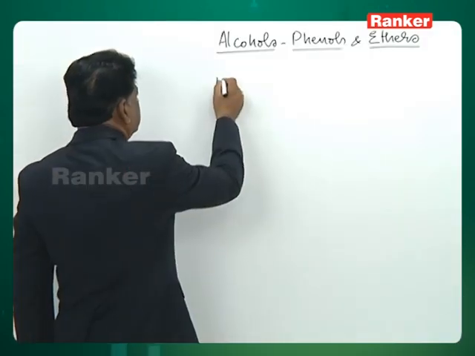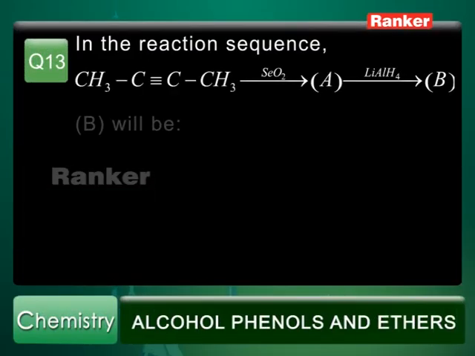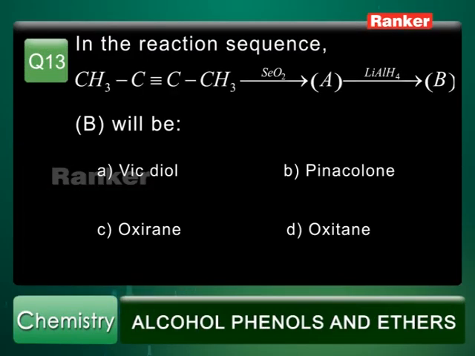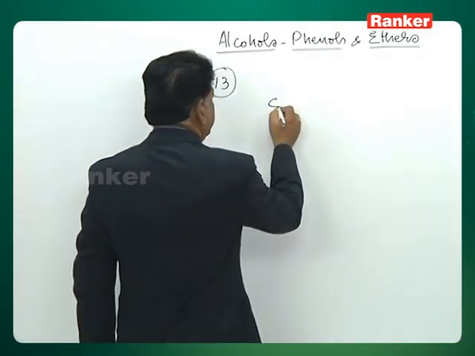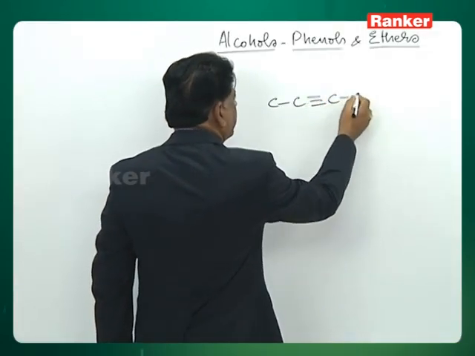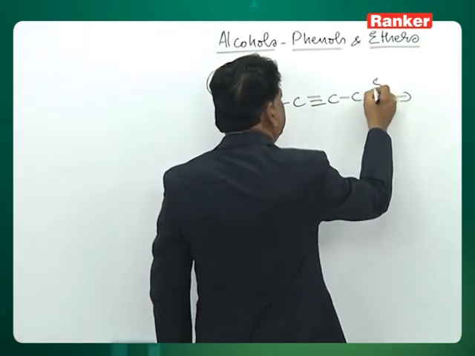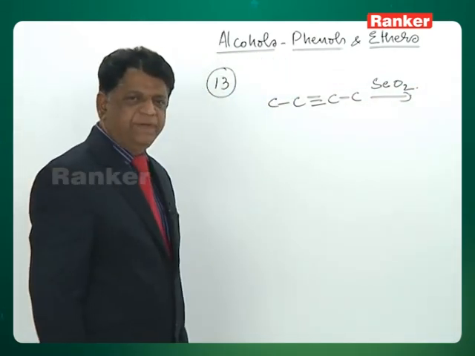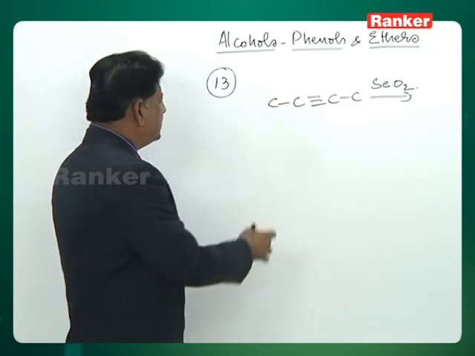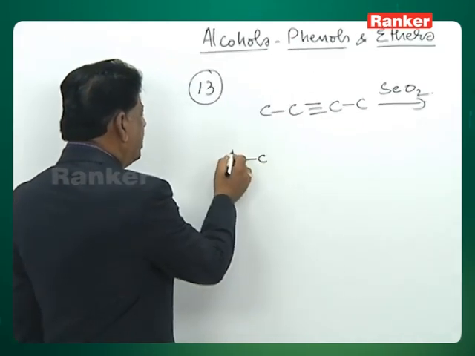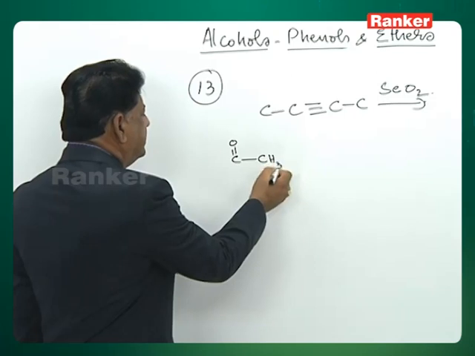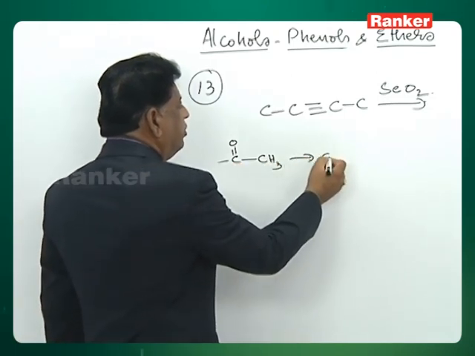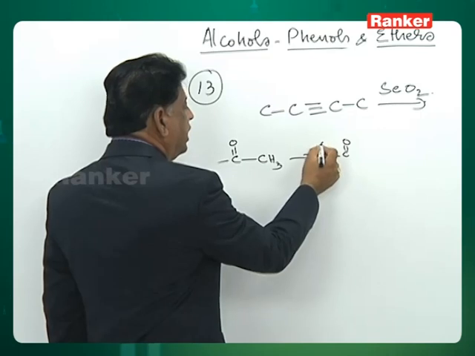Question number 13. In the reaction sequence, the butyne is treated with selenium dioxide followed by lithium aluminum hydride. So the compound is a butyne. The reagent is selenium dioxide. Selenium dioxide has 2-3 specific types of reactions. One of the reactions is well known, that if a carbonyl group is there attached with CH3, this also will become into the CO. This is one of the specific reactions.